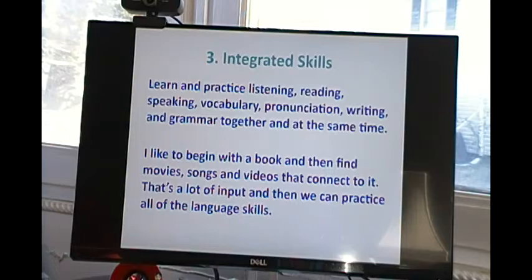Integrated skills means that we learn and practice listening, reading, speaking, vocabulary, pronunciation, writing, and yes, grammar together and at the same time. We don't separate them. So I like to begin with a book and then find movies, songs, and videos that connect to the book. That's a lot of input, and then we can practice all of the language skills.